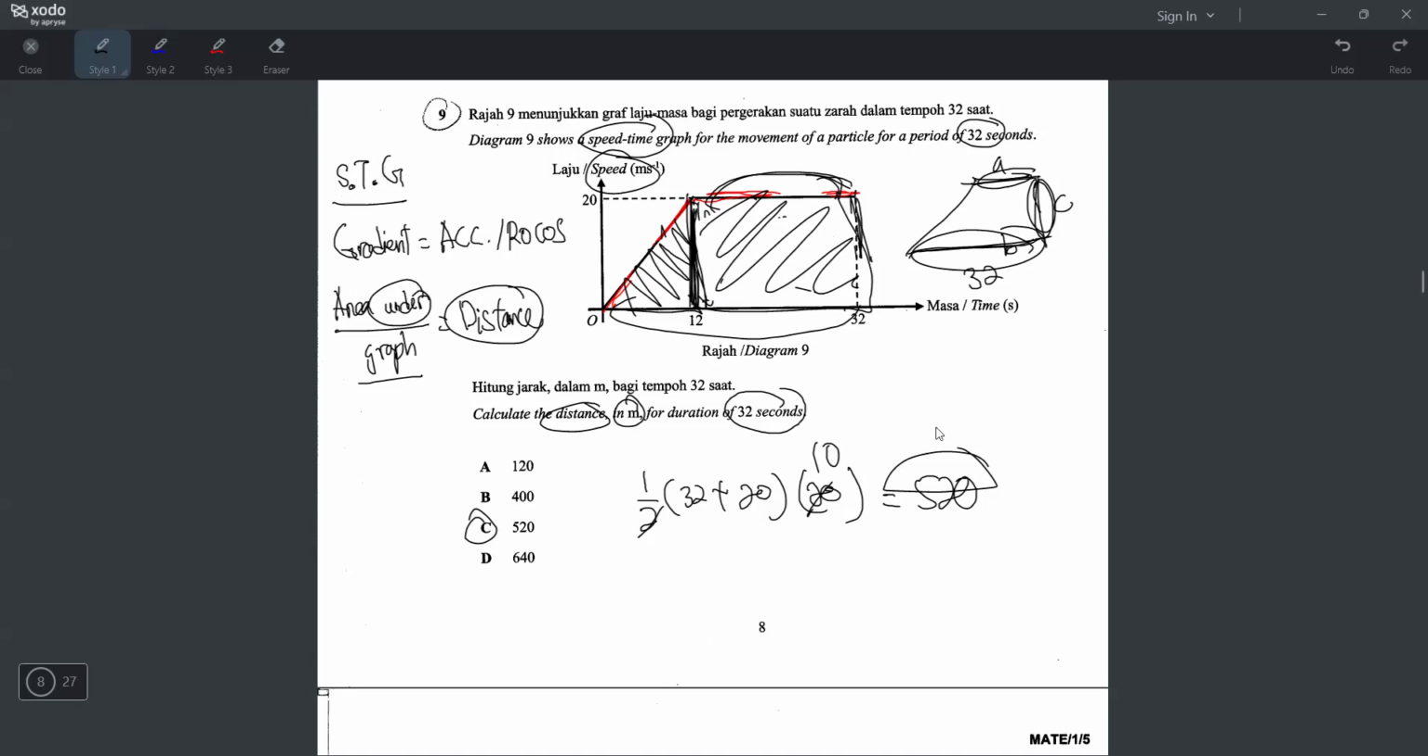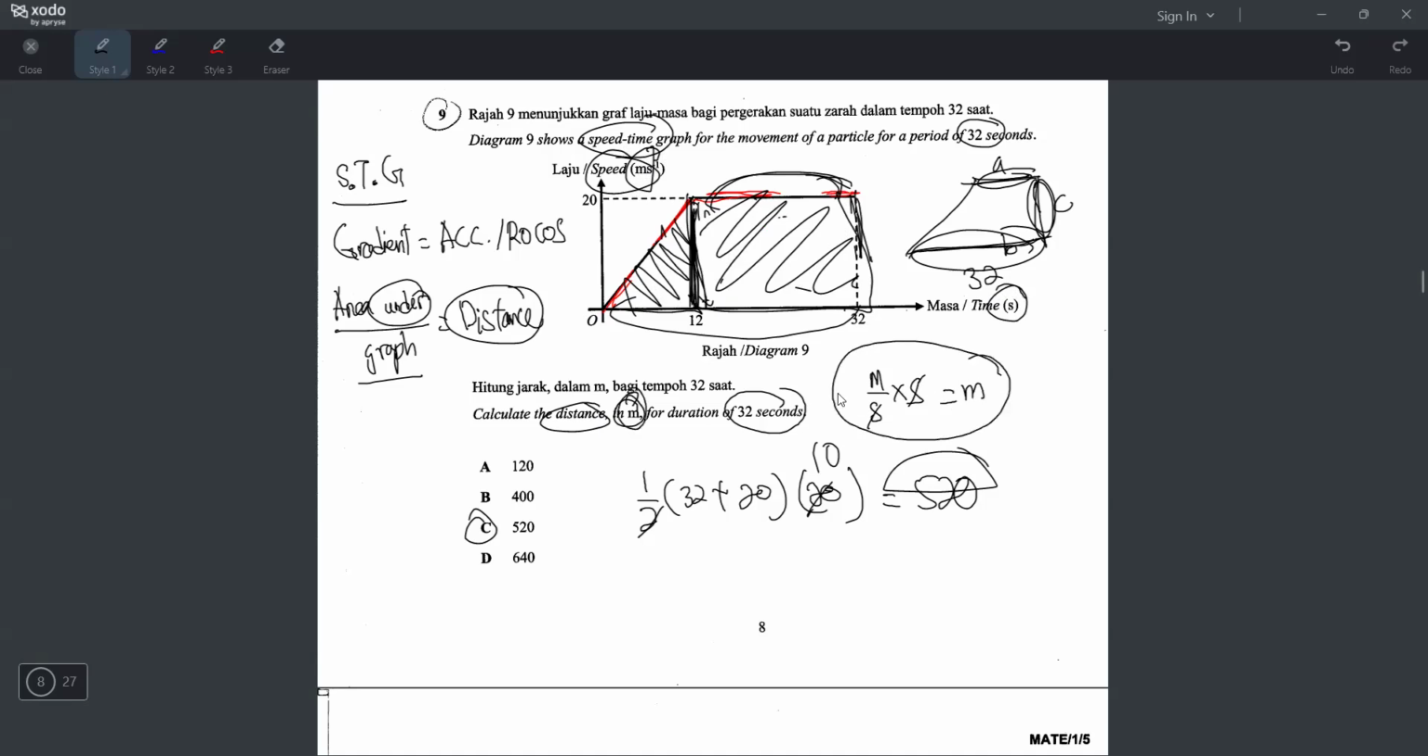All right. Another thing to take note here: the reason why you can straight away find the area is because the unit is already matching. This one is meter per second, this one is second. Imagine meter per second times second. What happens? You get meter, and what they want is in meter also, right?